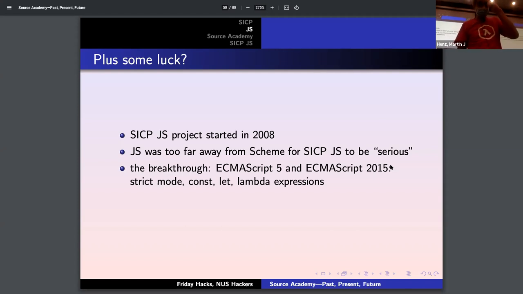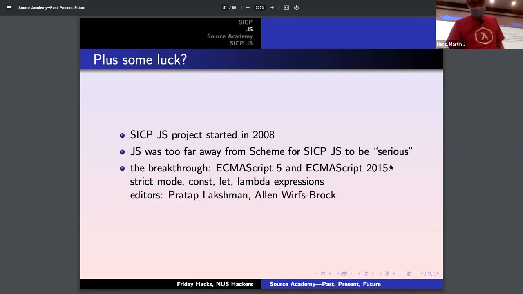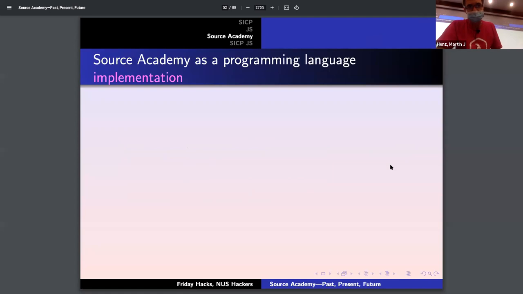So basically, we struck luck. And the main people to credit for this are the teams that drove this effort of standardization and of modernizing JavaScript and introduced these concepts. Those were Pratap Lakshman, and in particular Allen Wirfs-Brock, who led the ECMAScript 2015 standardization effort. So that made it all possible.